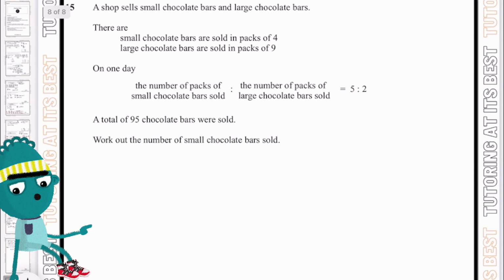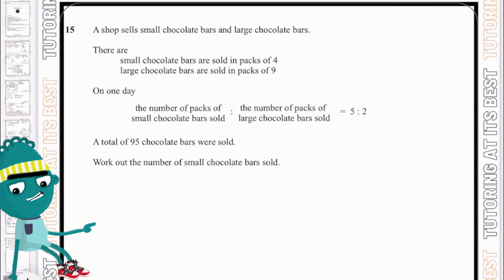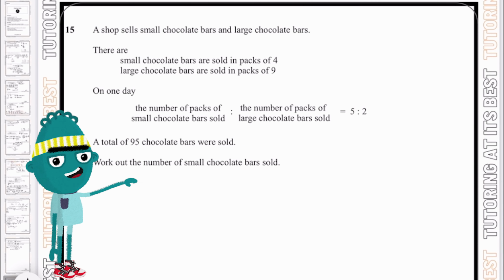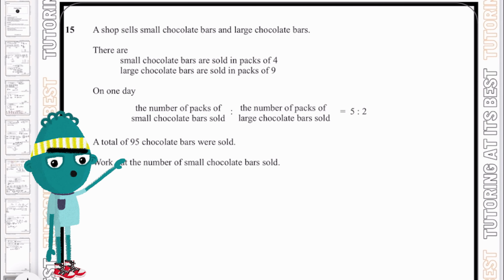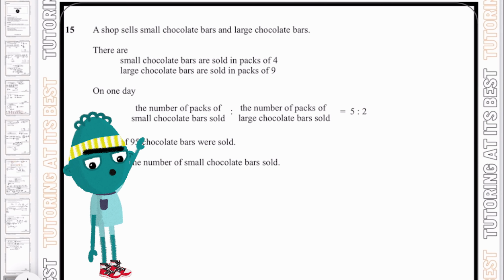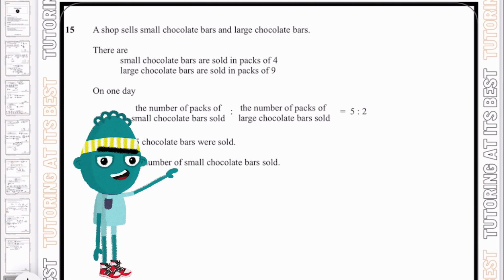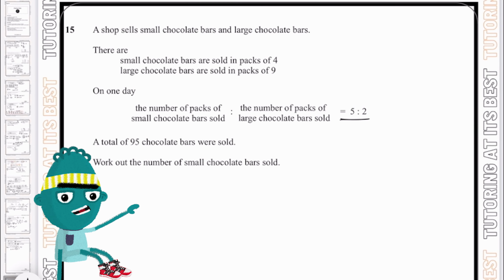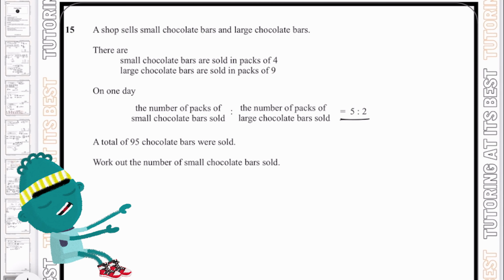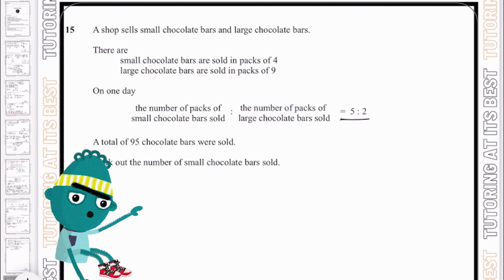Let's now move over to the final one. So a shop sells small chocolate bars and large chocolate bars. Small chocolate bars are sold in packs of 4 and large chocolate bars are sold in packs of 9. And on one day, the number of packs of small chocolate bars sold compared to large chocolate bars sold is 5:2. And we now know that the total amount of chocolate bars sold was 95. Let's work out the number of small chocolate bars that are sold.